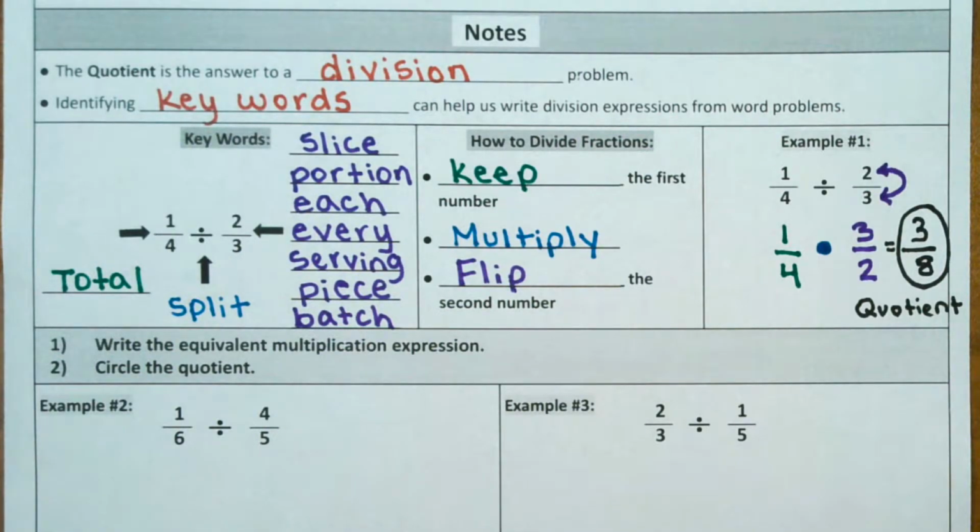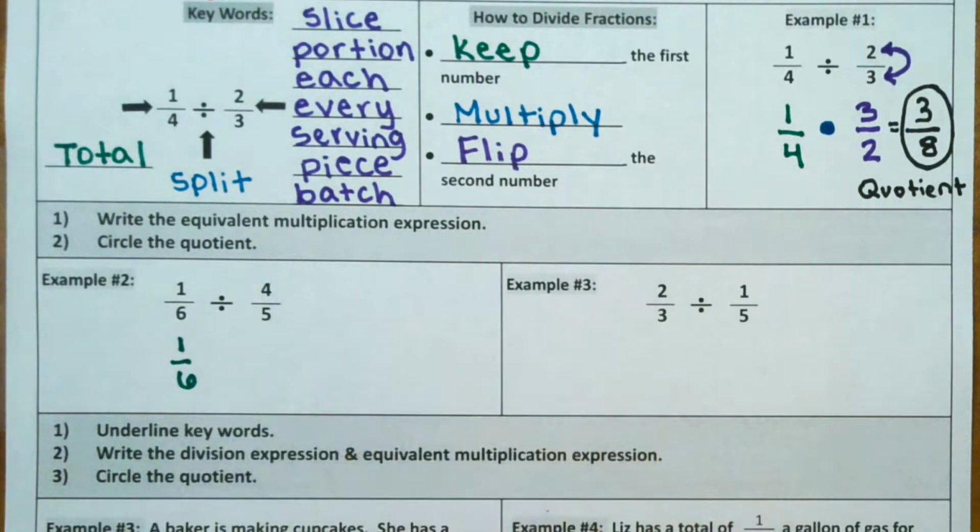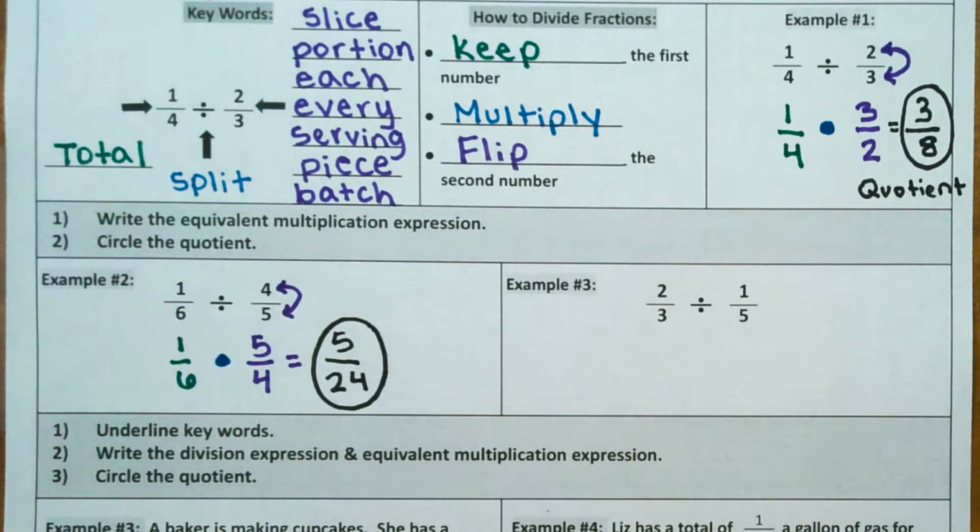Now what you're going to do is pause the video and complete examples 2 and 3 on your own. Once you finish both these examples, come back to the video to check your work. For example 2, you should have kept the first number, multiplied, and you do need to write the multiplication expression, and flip the second number. And 1/6 times 5/4 is 5/24, which is our quotient. Check your work, fix any errors. It's okay if you didn't get it correct yet, and it's okay if you're still not sure. We're going to keep practicing, so just don't give up.